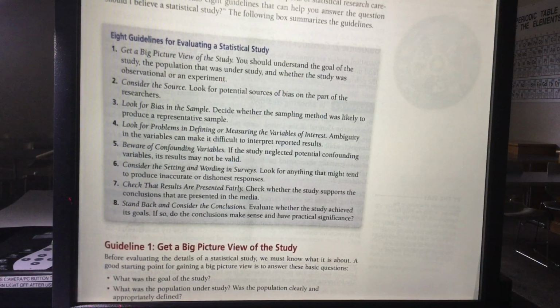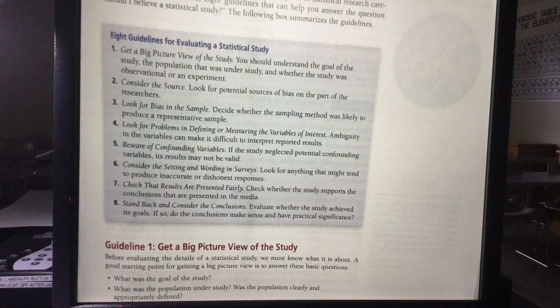And next, you want to beware of confounding variables. If the study neglects potential confounding variables, its results may not be valid. And then number 6, consider the setting and wording in the surveys. You want to look for anything that might tend to produce inaccurate or dishonest responses. And then number 7, you want to check that results are presented fairly. You want to check whether the study supports the conclusion or conclusions that are presented in the media.